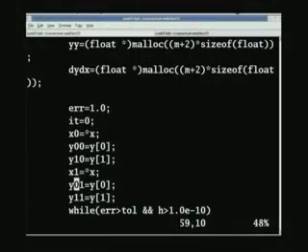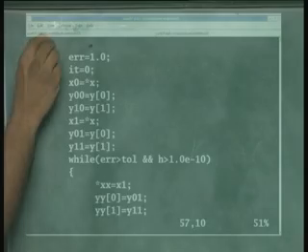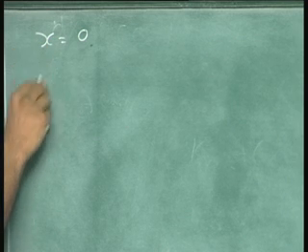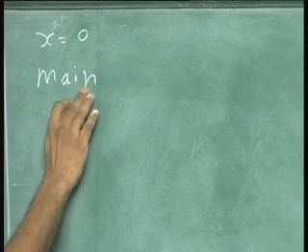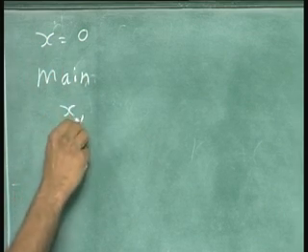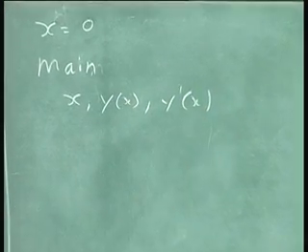Now again, we are going to use an adaptive step size, as I said. Here we will start with these values, whatever x value is given to this program. Let me write the scheme here. Remember, we want to start from x equal to 0. The main program just takes an x value, y at that x value, and y prime at that x value. That's what this program is going to do.